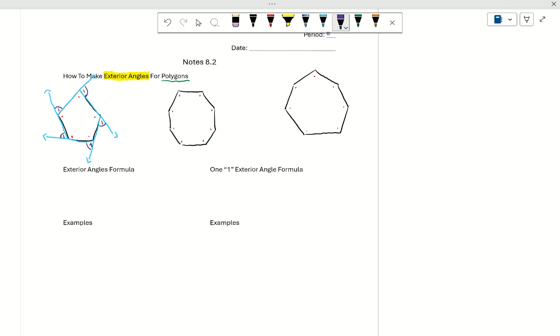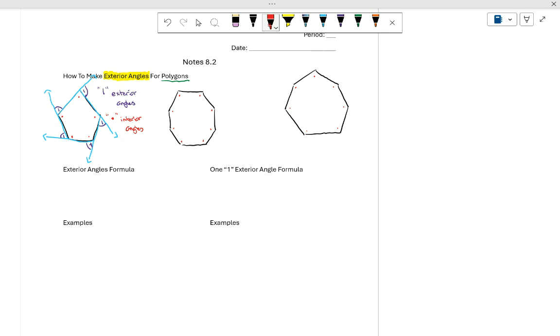Okay, so all of the 1s, those are exterior angles. All of the dots, every angle where there's a dot, those are interior angles. All right. And if you notice, the exterior angles, they're all outside the shape.